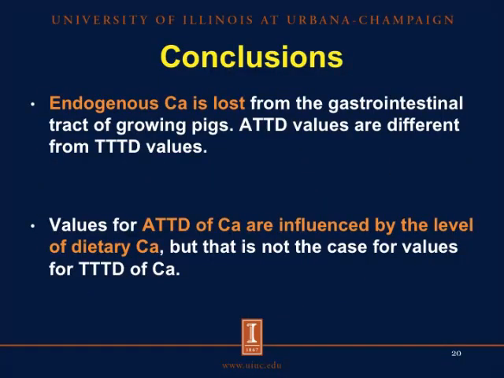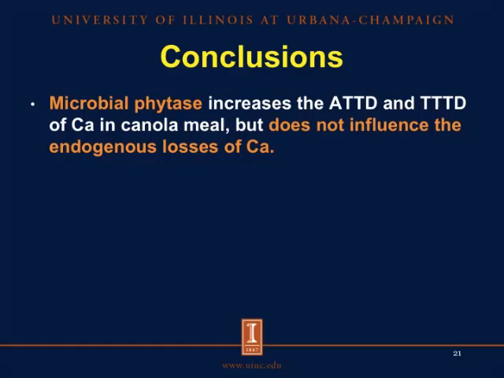So with this, we conclude that endogenous calcium is lost from the gastrointestinal tract of growing pigs, and therefore, apparent digestibility values are different from true digestibility values for calcium. Also, we conclude that values for apparent digestibility of calcium are influenced by the level of dietary calcium, but that is not the case for values for true digestibility of calcium. And finally, we conclude that microbial phytase increases the apparent and true digestibility of calcium in canola meal, but it does not influence the endogenous losses of calcium.